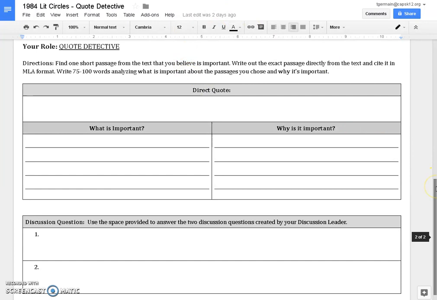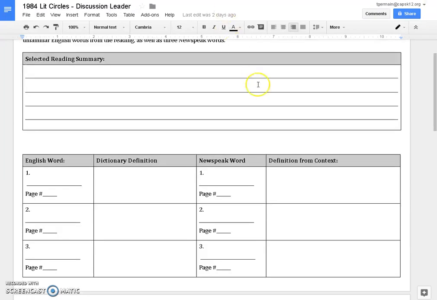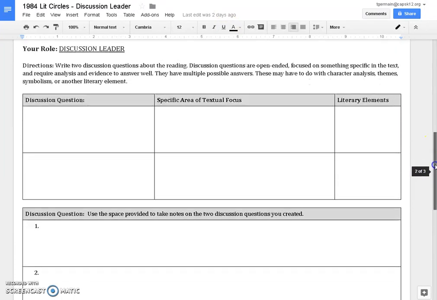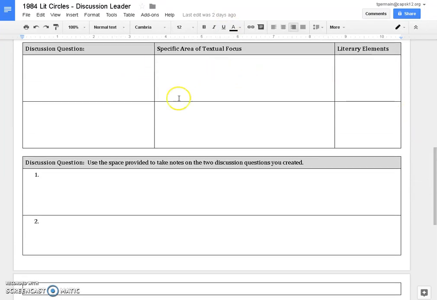Quote detective, same deal. It's more than just, this is my quote, the end. You should have your books open to the page number of the quote. You should be seeing it in context. You should be responding to your quote detective's reflections on that quote with some of your own ideas and reflections. There should be a genuine conversation happening. And then lastly, the discussion leader will take you through the two discussion questions, which again should be focused on a specific area, so your text should be out and open, and anything that you talk about gets written down here. I will then collect all of those sheets together.